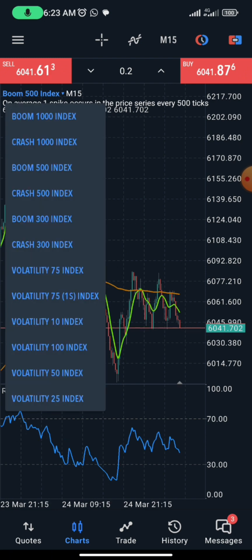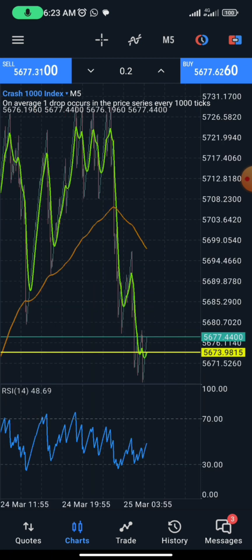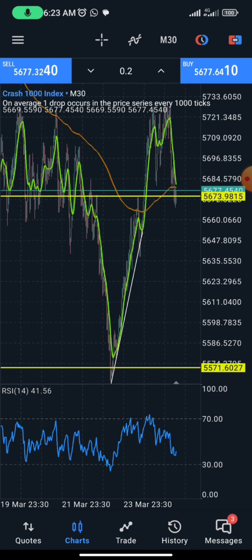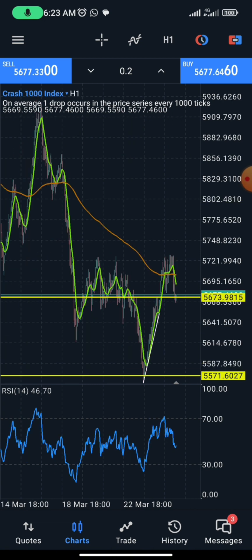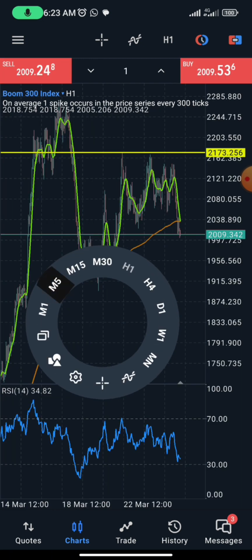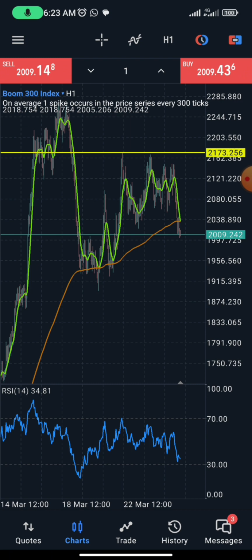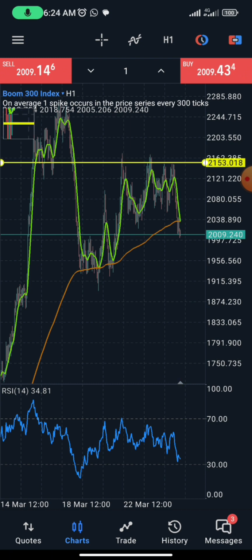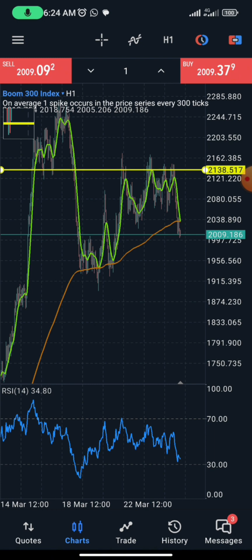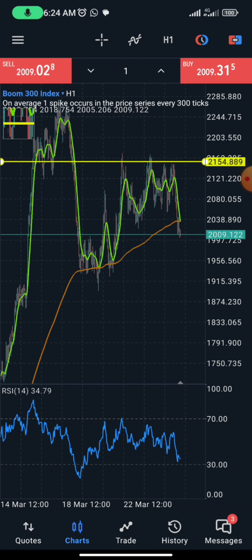Let me check other pairs to see if I will see another interest. This is Crash 1000. I'm not seeing a setup here, so I'll ignore it. Now on Boom 300, this one too. I sent this trade to my Telegram channel for free. We'll catch the entry from here, and yeah, here is the entry we caught. Right now we have moved over 100 pips. So those in my Telegram channel enjoyed this trade.